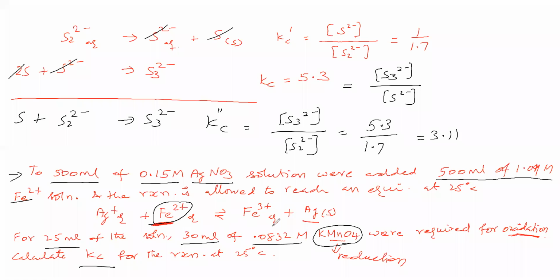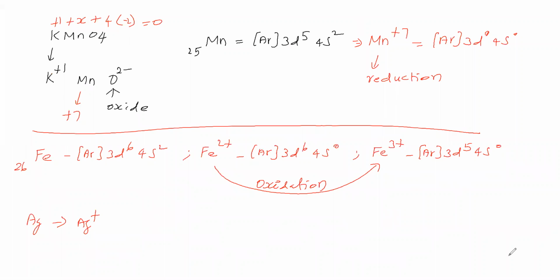So, in this equilibrium solution of 25 ml, the species undergoing reaction are permanganate and Fe2 plus. What is that reaction? We will see. So KMnO4 and Fe2 plus undergo reaction. We got an idea: permanganate and Fe2 plus are going for reaction.